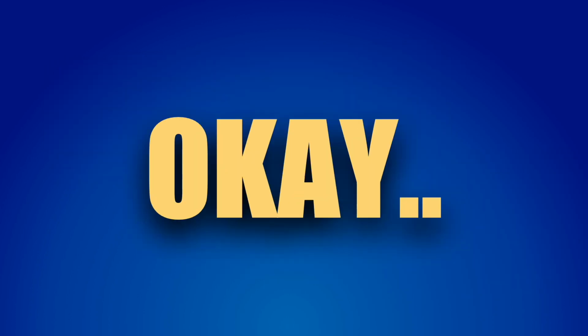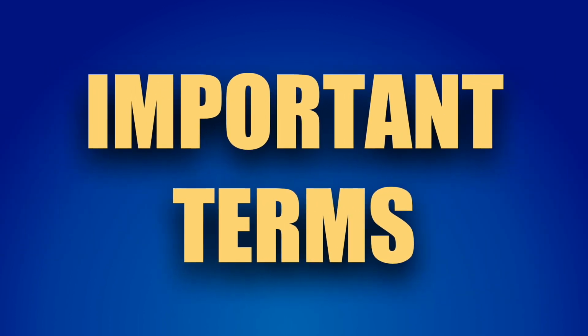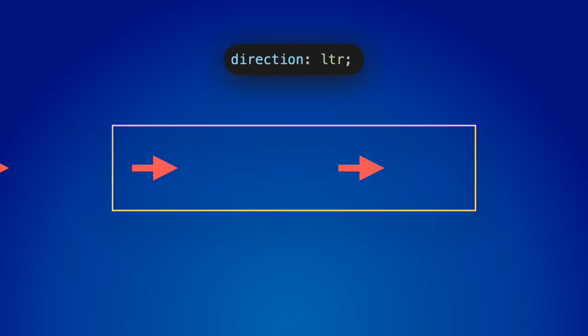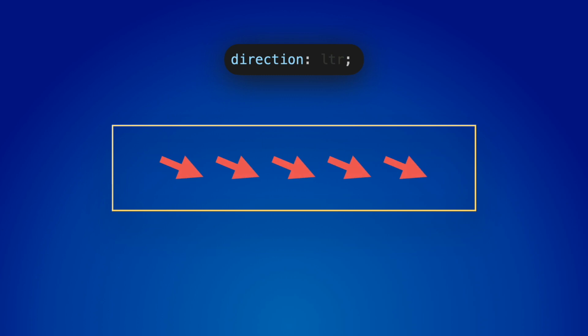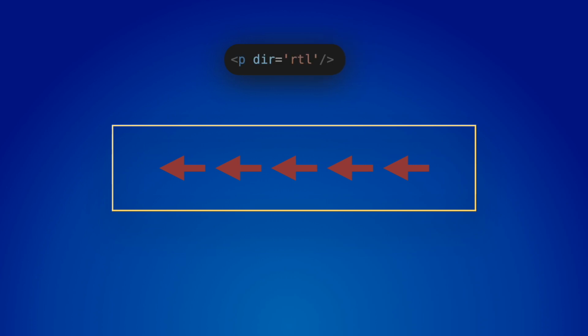Okay, now that you know the why, let's move on to the important terms that you need to know. The first is writing modes. This is a group of CSS properties that decide the flow of text and content within our components. One of them is direction, which determines if the content flows from left to right or right to left. It has two values, with the default being LTR, which stands for left to right. The second value it can have is RTL, which stands for right to left. Direction can be passed as an attribute directly on HTML tags. Dir is a global attribute, which means it can be used with all HTML elements.